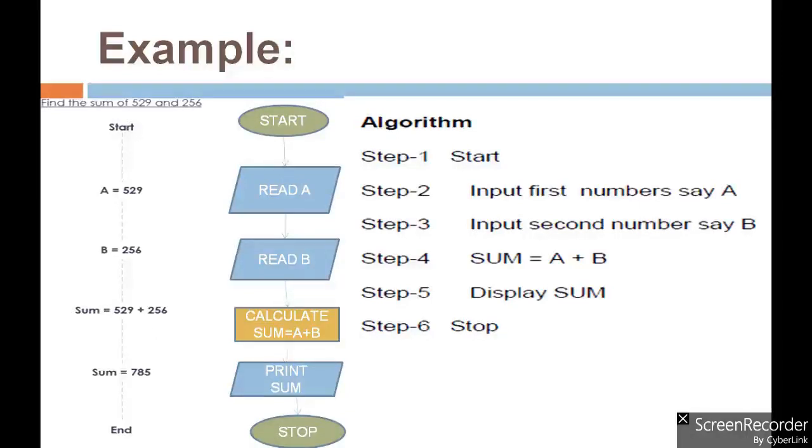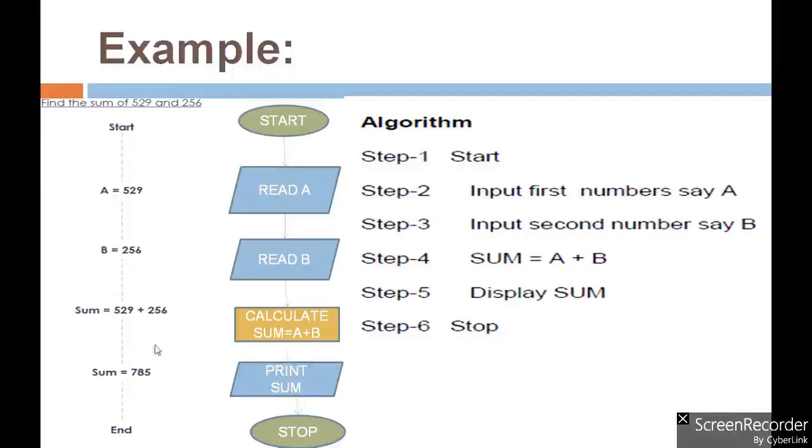Now, one more thing that I want to discuss about flowcharts and algorithms: we should not write any specific data. That means we should not specify input first number, say A is equal to 529. We cannot write like this. Algorithm and flowchart both are generalized solutions to any problem. So we cannot show specific values of the variables in that particular flowchart or algorithm. We should make the names of the variables in a generalized form.